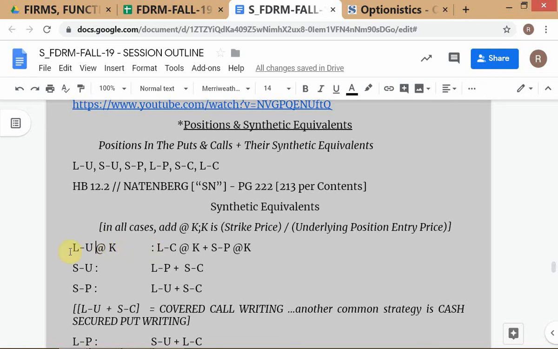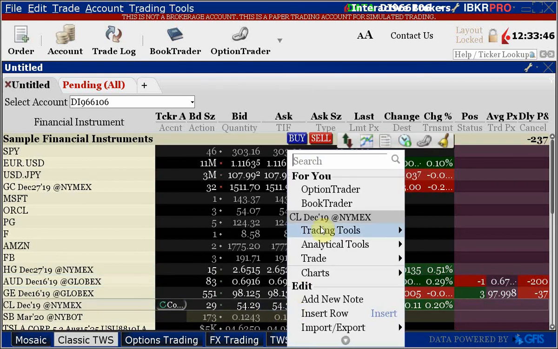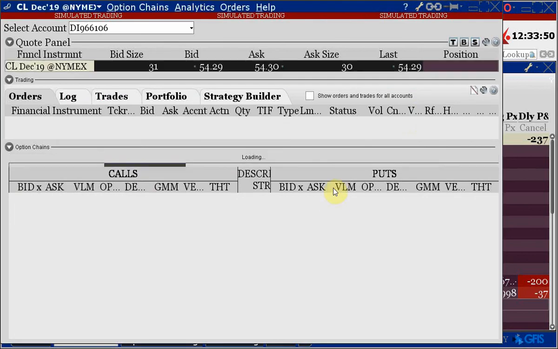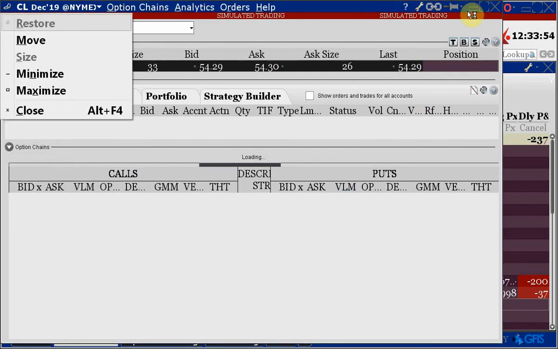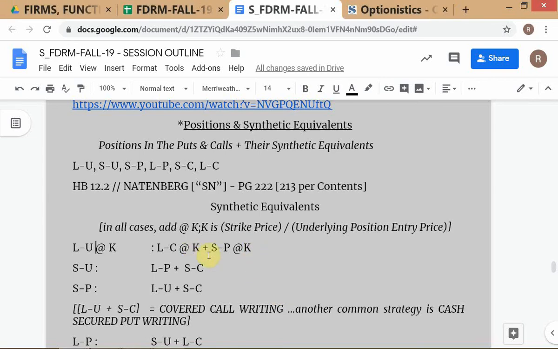But what is the synthetic equivalent, as we just found out, of the long underlying at K? The synthetic equivalent is long call at K plus short put at K. Yes, we found that out just now. Now we can observe these prices in the market. If we go back here, we try to launch some crude oil options. They'll take some time to launch, but the point is that I can figure out these prices. I can look at the market and figure out what is the price of a call at K and what is the price of a put at K.